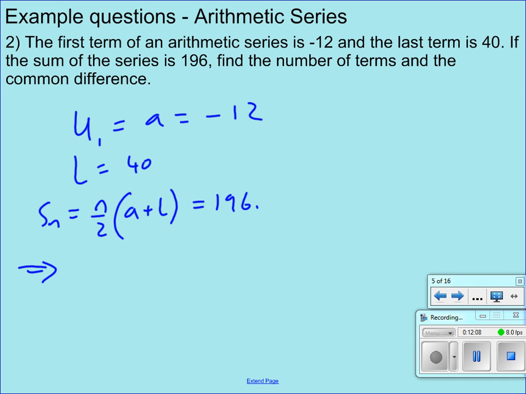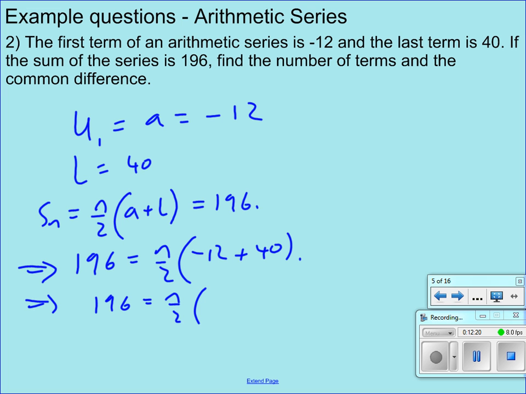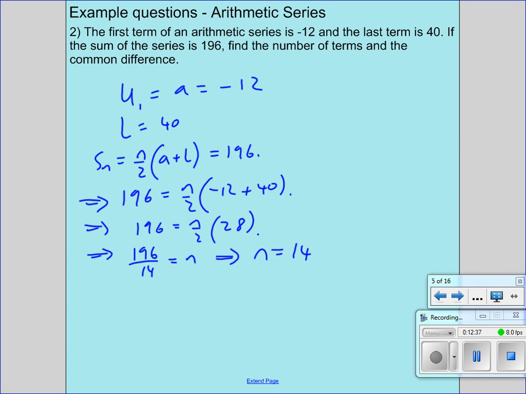Well, okay, so 196 equals n over 2. I've got an a, which is minus 12, and I've got an l, which is 40. Therefore, 196 equals n over 2 times 28. I'm trying to find n, so this gives me 196 divided by 14 equals n, and therefore n equals 14.